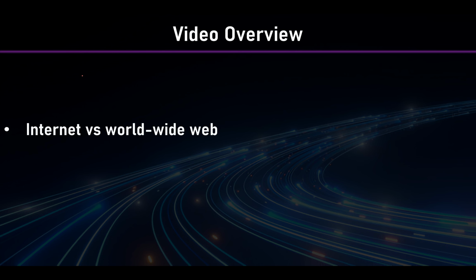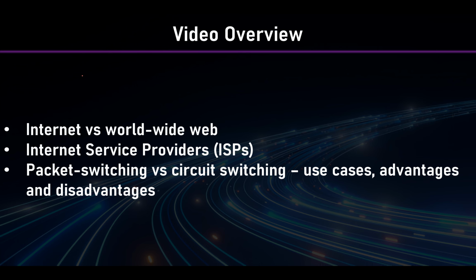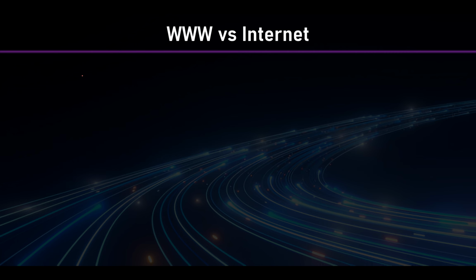So a quick overview then. First, we're going to look at the internet versus the World Wide Web, and how they're actually different, despite how many people use the terms interchangeably in real life. Then we're going to look at what internet service providers, or ISPs, are: basically the companies that you buy your access to the internet from. Then we're going to look at packet switching versus circuit switching. We'll look at the use cases, advantages and disadvantages of both of these.